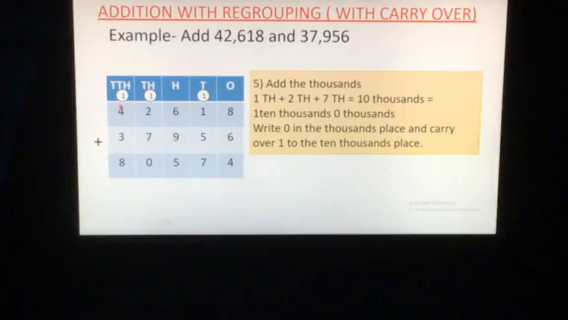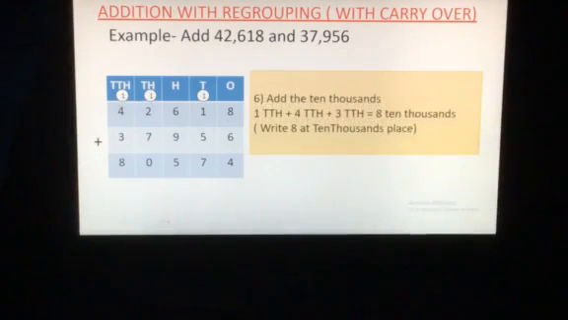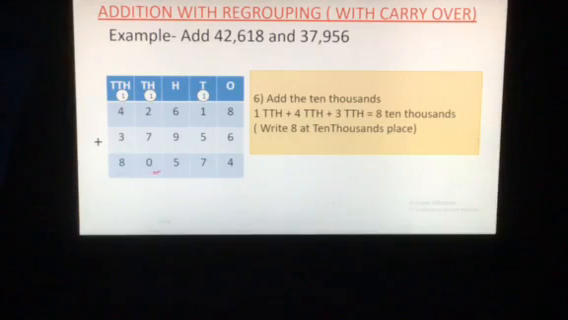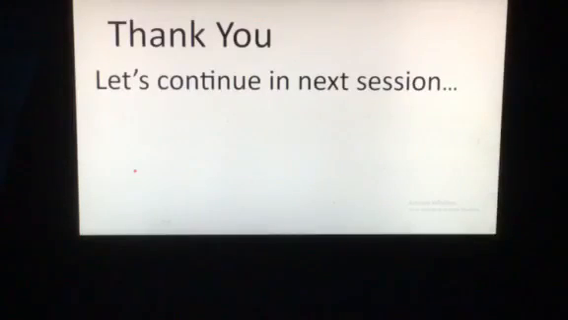Now, let's add the 10,000s. We have 1 ten thousand plus 4 ten thousands plus 3 ten thousands, and after addition we get 8 ten thousands. So we write 8 at the 10,000s place. So the result which we obtained here is 80,574.